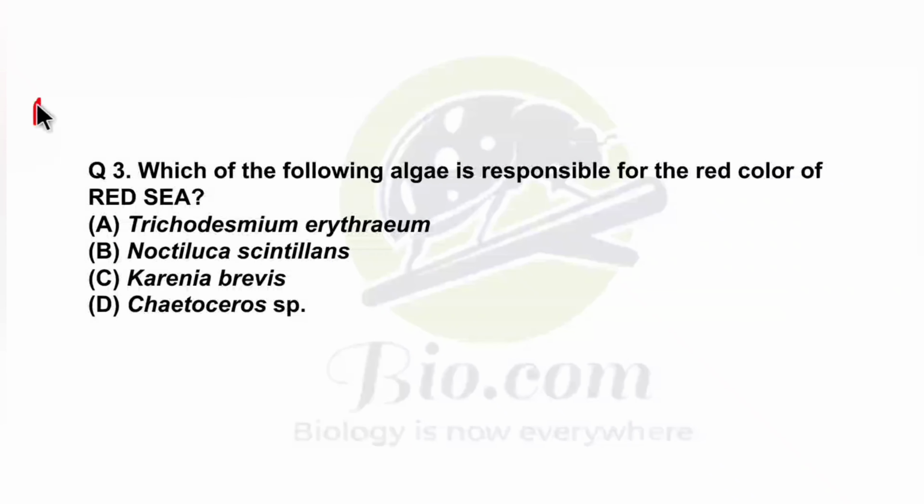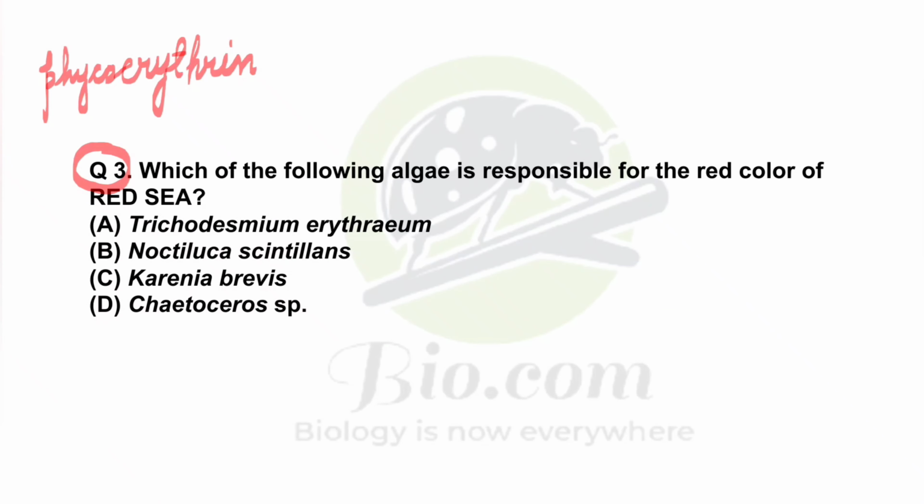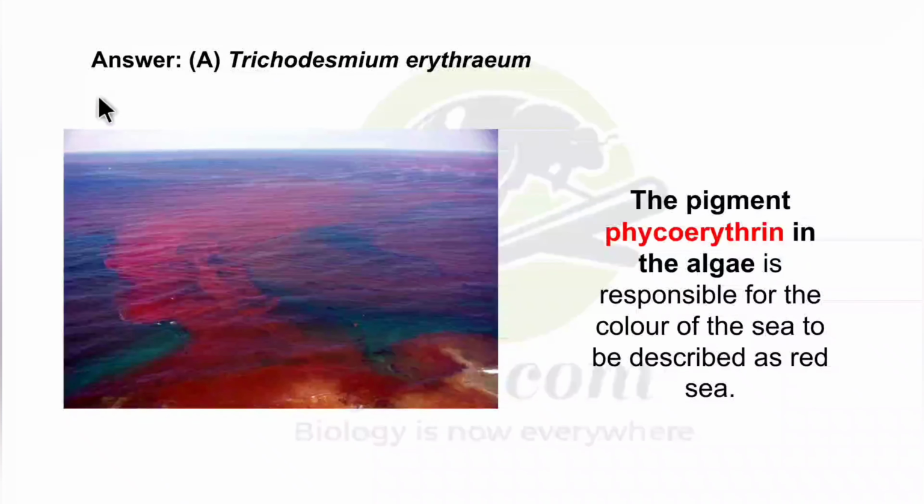Now this question is from Marine Biotech. Which of the following algae is responsible for the red color of the Red Sea? A red color pigment known as phycoerythrin is secreted by Trichodesmium erythraeum, and this is the algae responsible for the red color of the Red Sea. You can see here in this picture, the color of the sea is red. This portion appears red just because of the pigment phycoerythrin, which is secreted by Trichodesmium erythraeum.